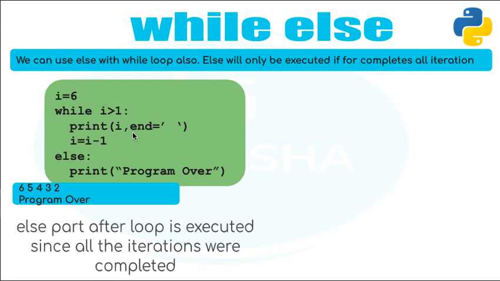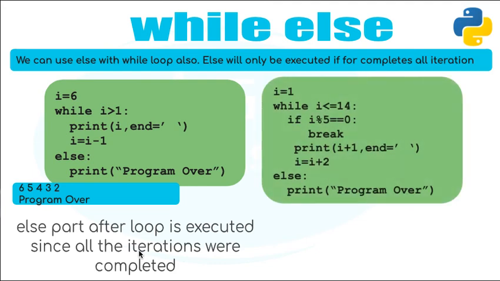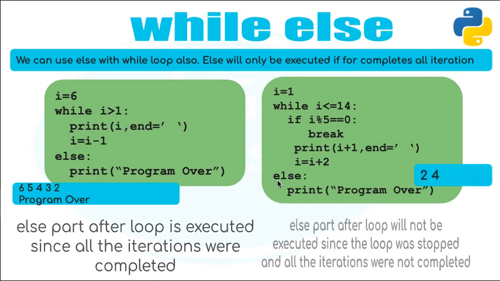But remember, if even once it is broken, then this part is not executed. So the else part after the loop is always executed when all the iterations were completed. But in the second situation, because the break statement was encountered, which forced it to come out of the while loop, the else part was not executed and we got the answer 24. So just remember that the else part after the loop will not be executed if the loop was stopped in between and the iterations were not completed. So I hope you understood the concept of for else and while else.